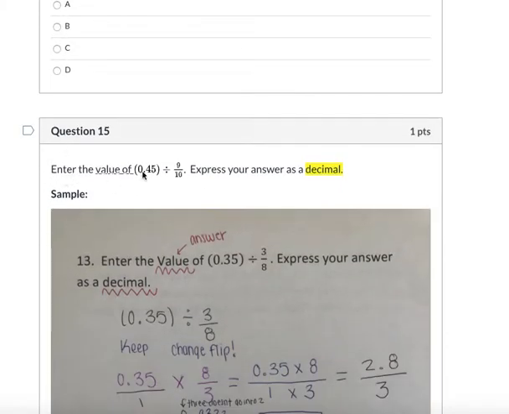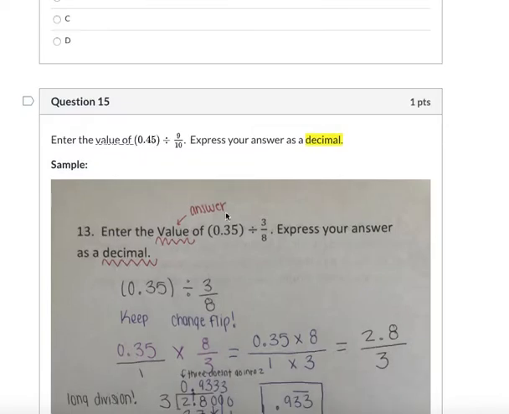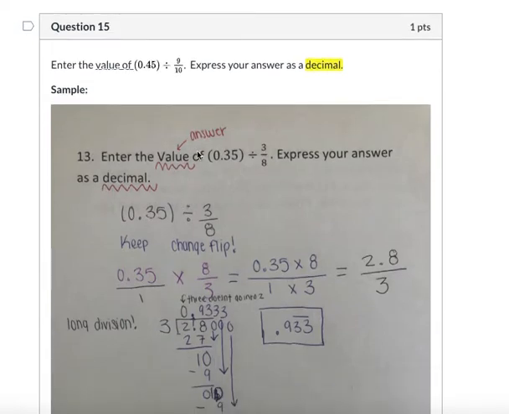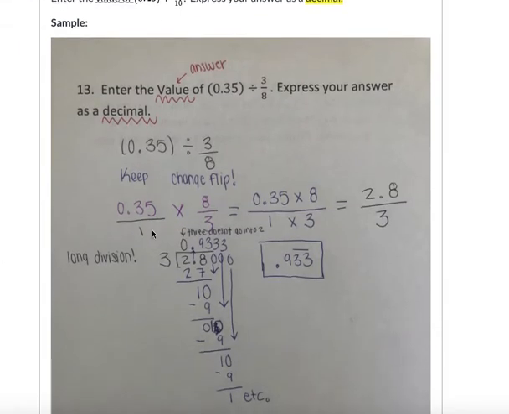Question 15. Enter the value of 0.45 divided by 9/10. Express your answer as a decimal. So you're going to enter the value, your answer. Here's a sample. Remember, value means answer, and then we have our expression here, and then express your answer as a decimal. So remember, when we have division, we have to do keep, change, flip.